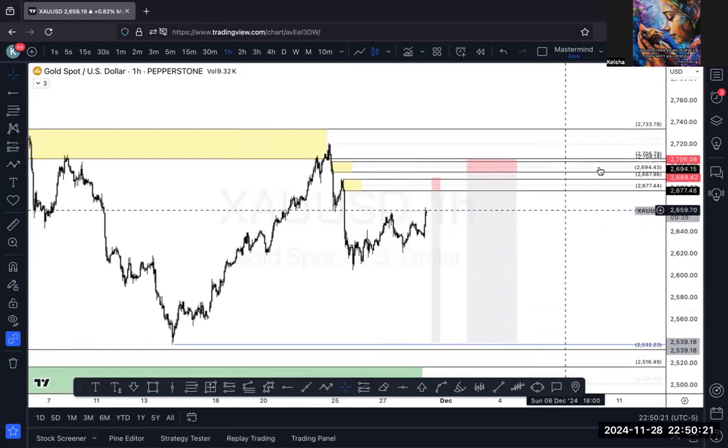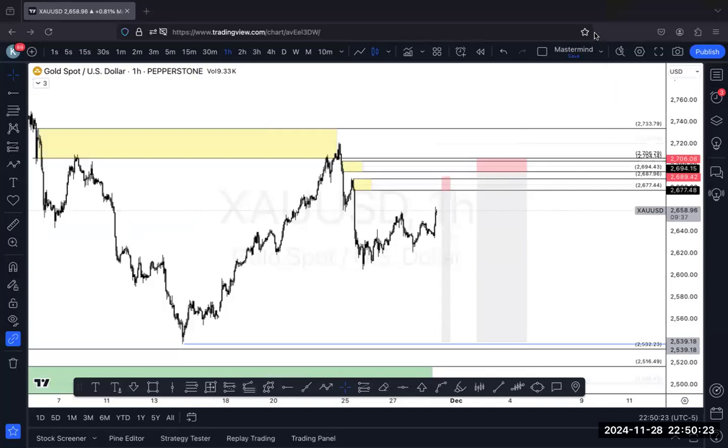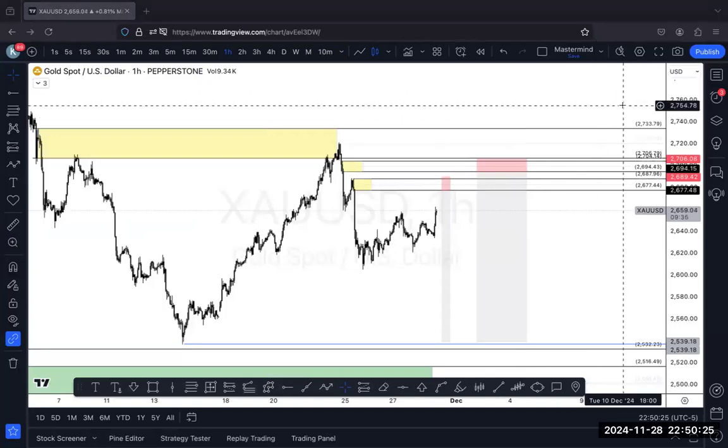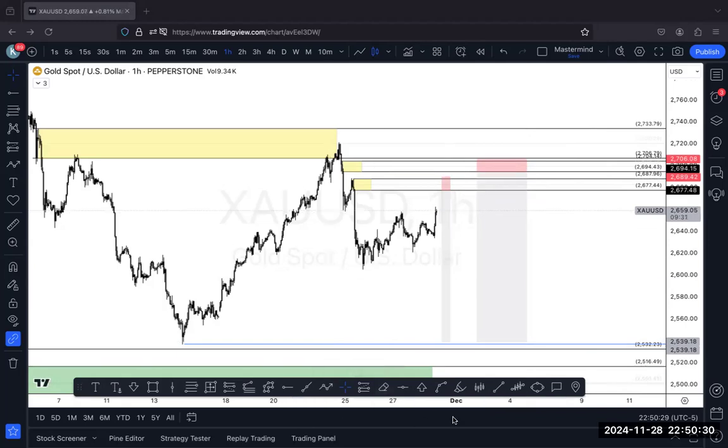So that's the analysis. That's my analysis on gold using supply and demand and market structure. So let's see how this plays out when we check back in a few days, right? Today is November 28th, like 11 p.m., right? So we'll check back in a few days and see how this plays.